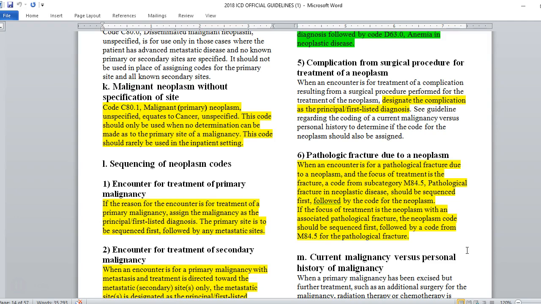So again, this goes either way depending on what we're treating. If we're treating the fracture, fracture goes first, then neoplasm. If we're treating the neoplasm, they happen to also have a pathologic fracture, it's going to go neoplasm, then fracture. So again, what are we treating? What are we discussing during that visit?